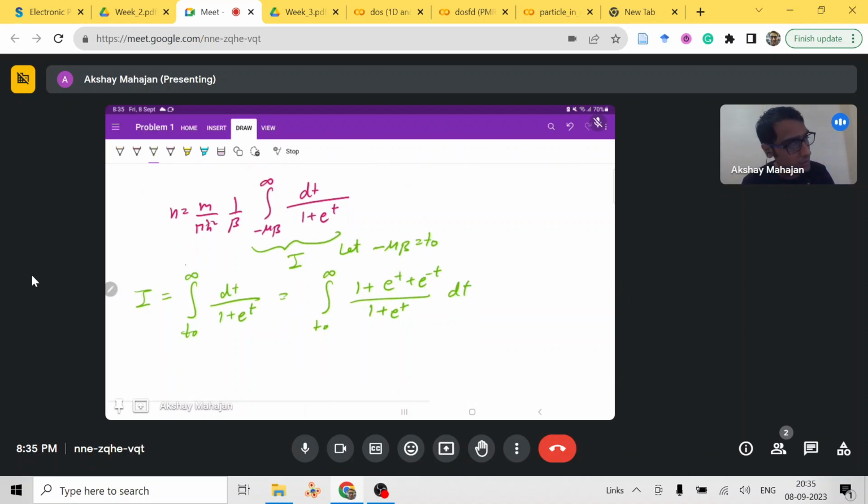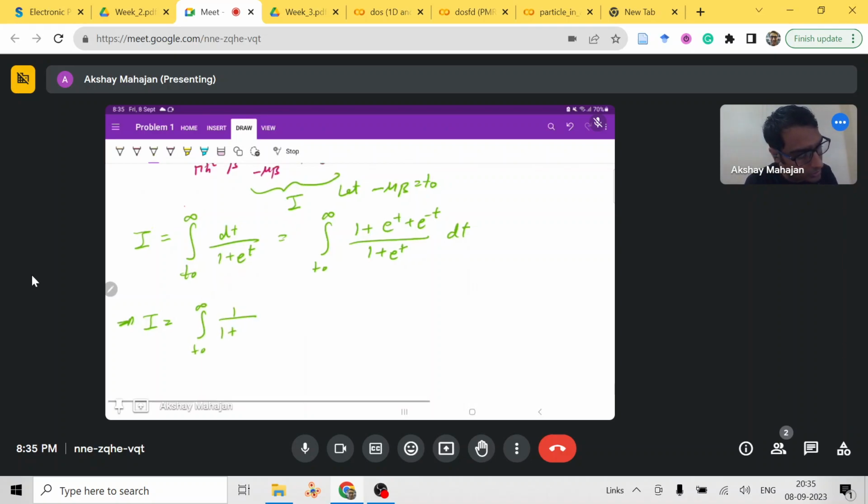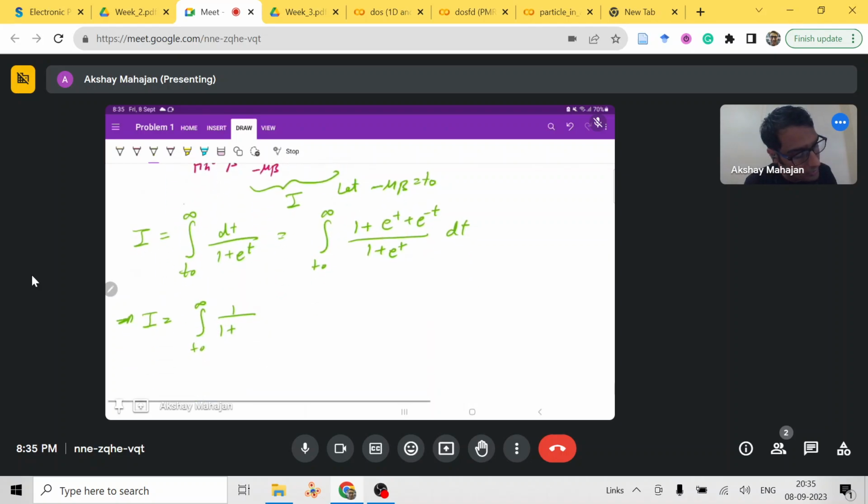Alright, so now we are solving this integral I. Now this will be equal to the integral from t naught to infinity. We can break this integral into two parts. One will be the integral of 1 plus e to the power t over 1 plus e to the power t dt, plus another will be the integral from t naught to infinity of e to the power minus t upon 1 plus e to the power minus t dt.